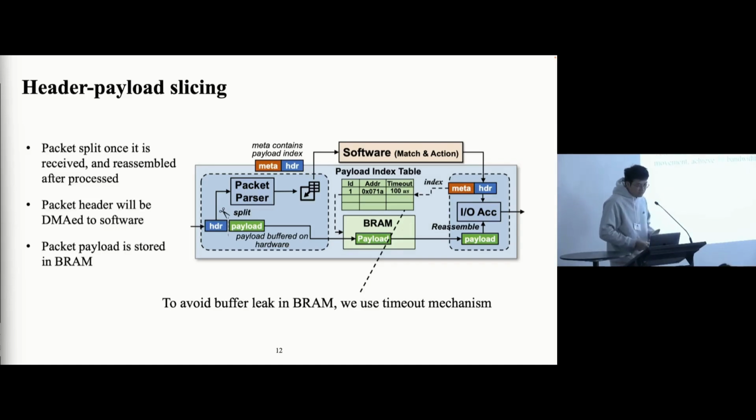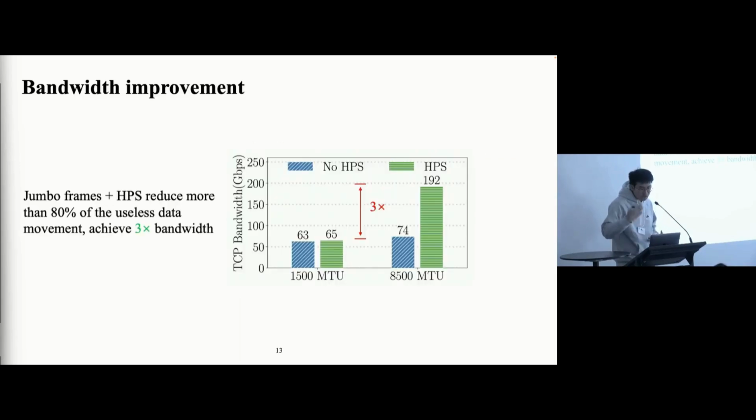The result shows that Jumbo frame plus the header payload slicing reduces more than 80% of the useless data movement and achieves 3 times the bandwidth, up to the limitation of hardware ports.